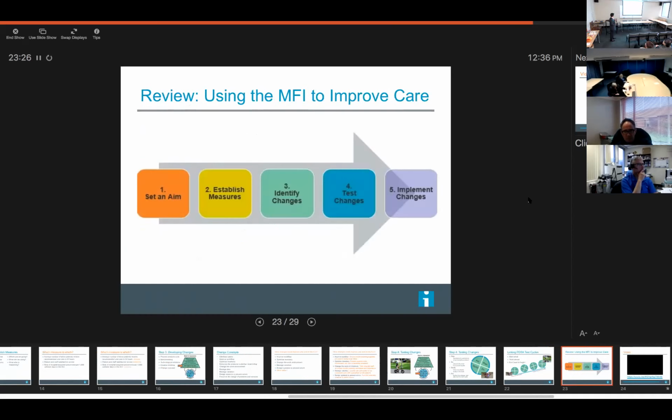So using the model for improvement, you set your aim, establish measures, you identify what you're going to change, then you test the changes, and you test and test and test and test before you eventually say, right, this is what we're going to do as standard, and that's what's called implementation.